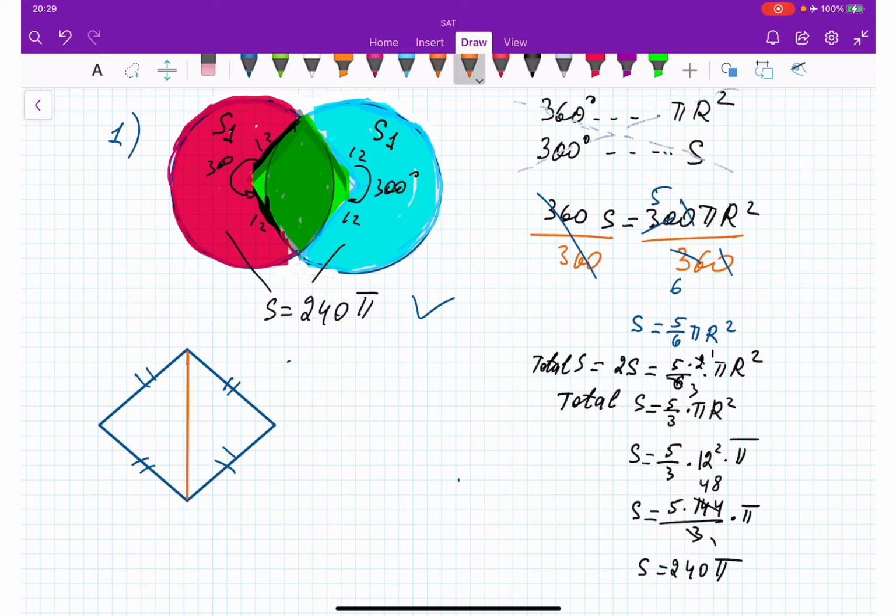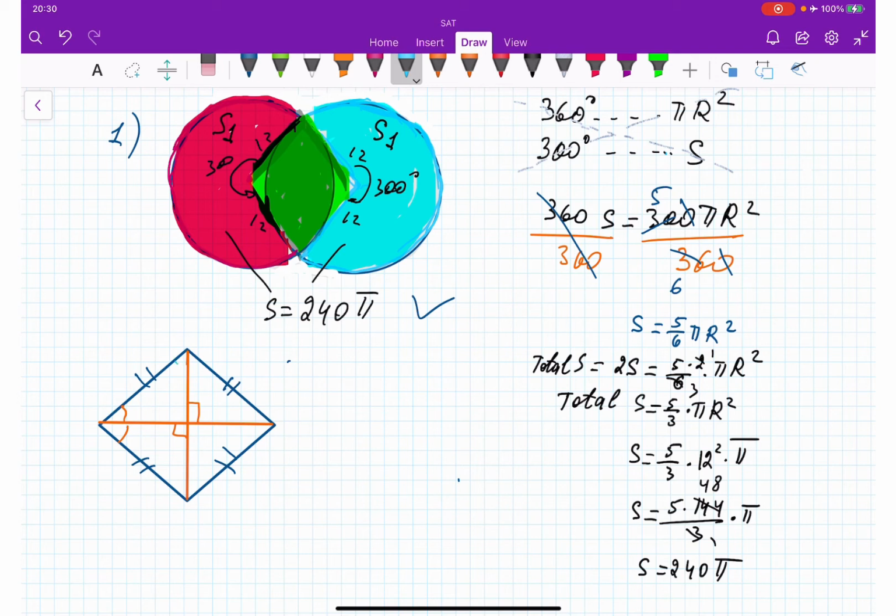This is one. This is another. Yes, which means they create a right angle, correct? All right. And these diagonals divide the angles by half, which means this angle will be equal to this one.